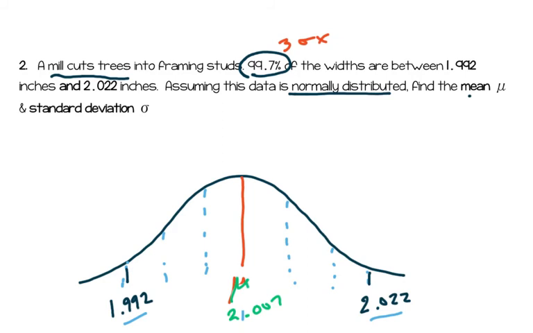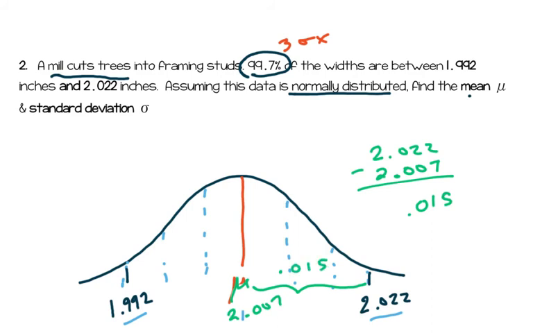The next thing we're going to do is see how much space is between the mean and either extreme. So I'm going to do 2.022 minus 2.007, and I'm going to get 0.015. So that's how much space is between here. It's not a lot, but it's 3 standard deviations. If you checked, it's going to be the same amount that way. If you did 2.007 minus 1.992, you'll find that that's also 0.015.